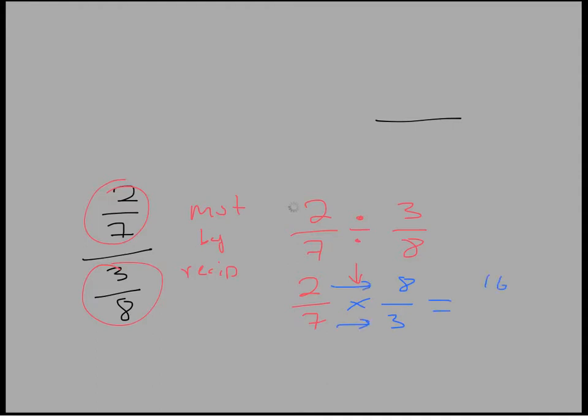So I would get 16 over 21, and then I would see if these reduce. And if they reduced, I would go ahead and do so. If not, I leave it as is. And these numbers do not reduce, and so that would be our final answer.